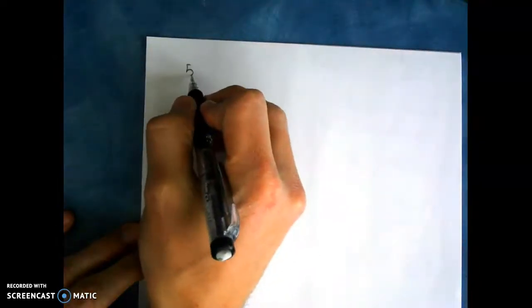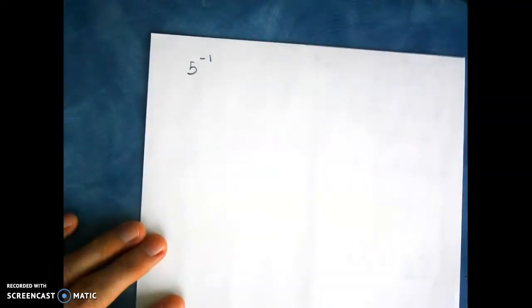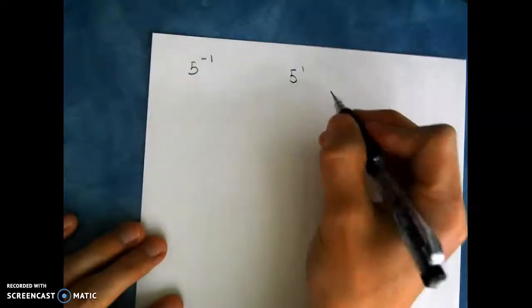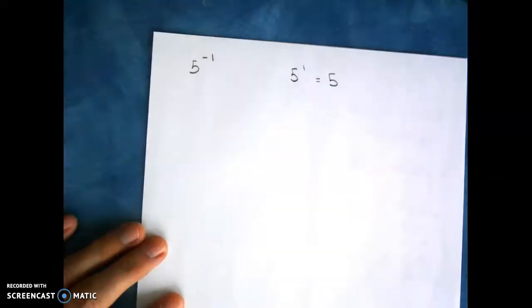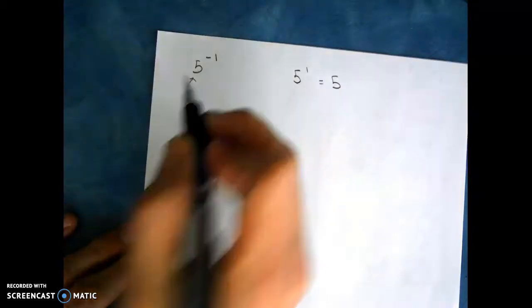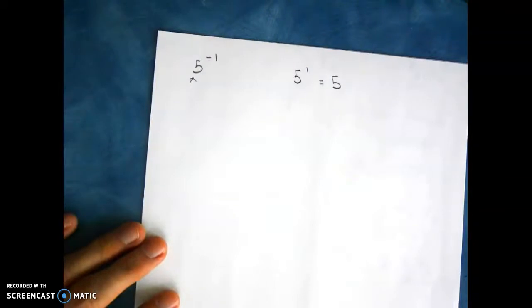Okay, last thing we are going to talk about is negative exponents. So let's say we had something like this, 5 to the negative 1. Well, what does this negative mean, right? We know how to do something like this. 5 to the first is just 5. But what does this negative do? Well, this negative actually flips whatever this number is, okay? So we take the reciprocal of it.